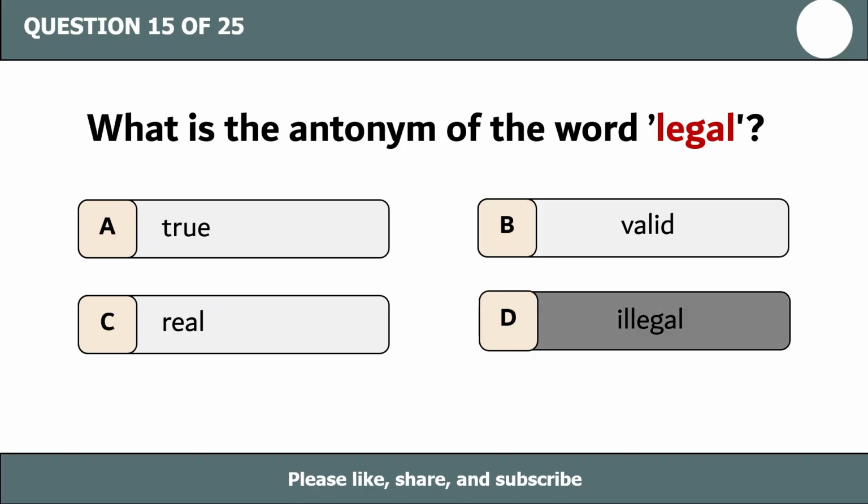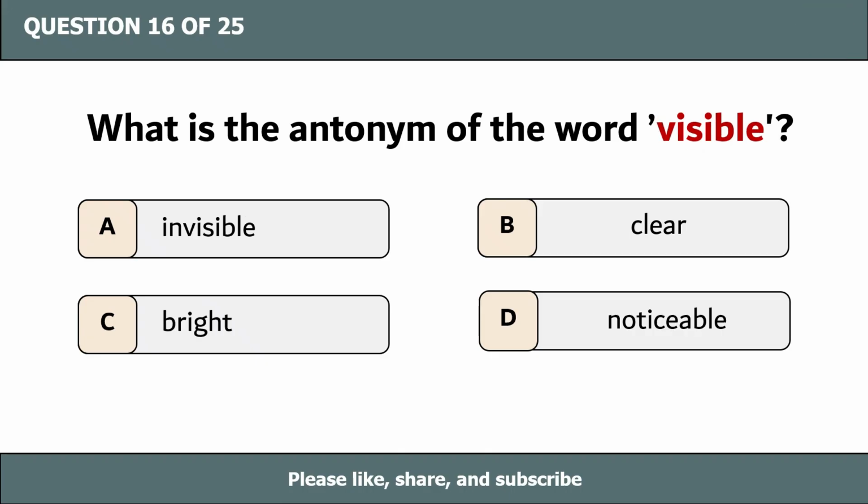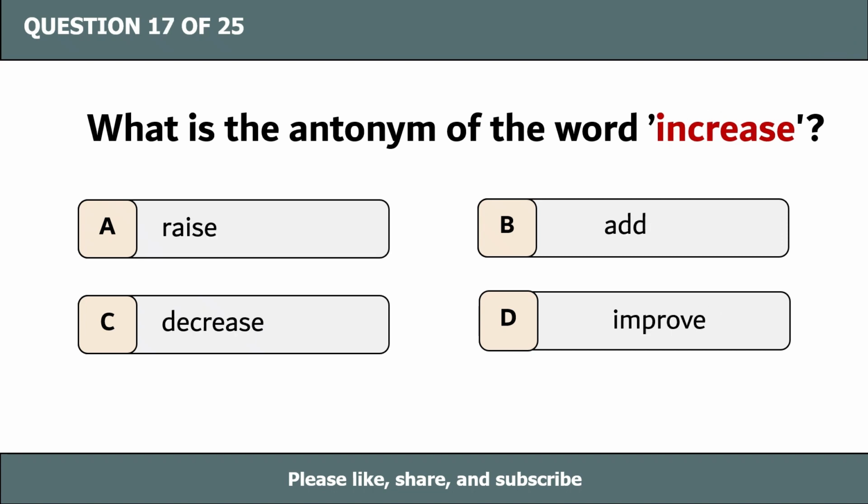The correct option is D. Illegal. Question 16. What is the antonym of the word visible? The correct option is A. Invisible. Question 17. What is the antonym of the word increase?